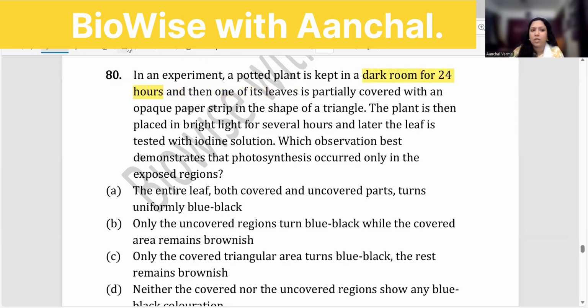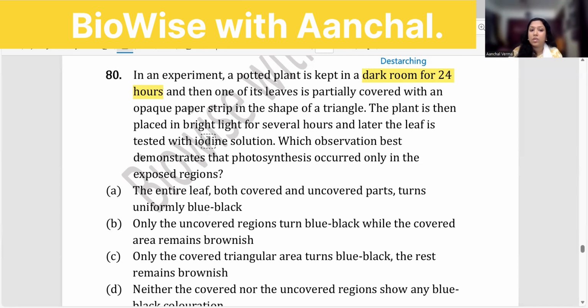What is the process called? It is called de-starching. De-starching is going on. Okay, now it's partially covered with an opaque paper. Several hours later, the leaf is tested with iodine solution.